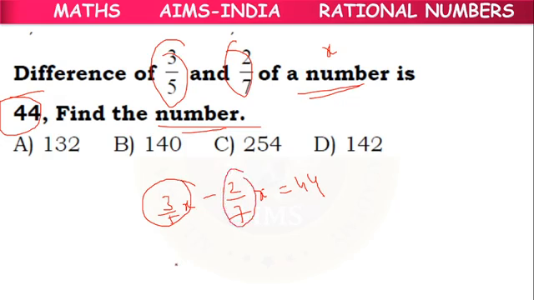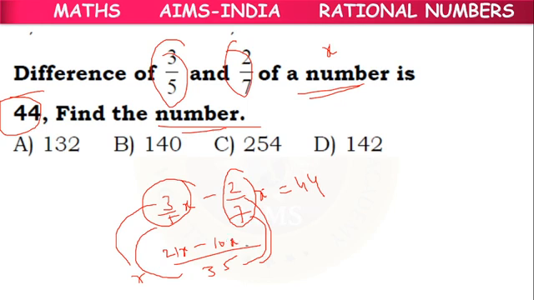Then what is the number? What is the LCM of 5 and 7? LCM is 35. 5 7 times are 35. 7 3 times are 21, 21x. 7 5 times 35. 5 2 times 10, 10x. So 21x minus 10x, what can we write? 11x by 35 equal to 44.